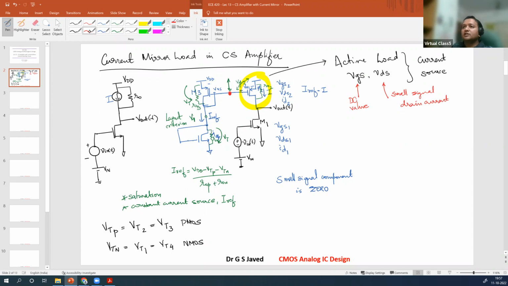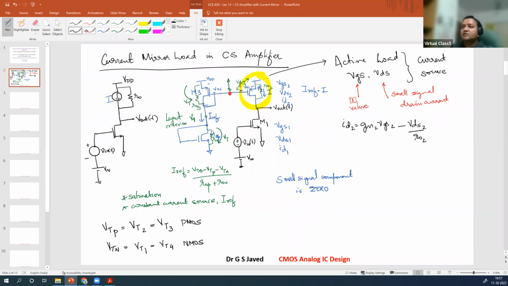So let us find out the relationship here. So what will be the ID2? ID2 will be GM2 VGS2, correct? So there has to be some small signal component present here. Along with that, what will you have as the rest of the ID2? The drain source current flowing through the output device. So VDS2 divided by RO2. So this will be basically applying KCL at the output node. You get these two small signal terms.